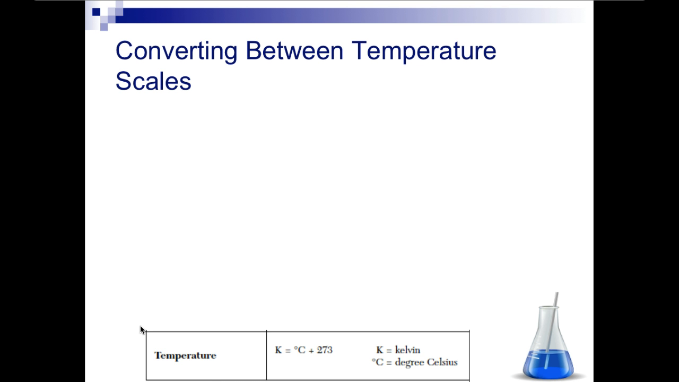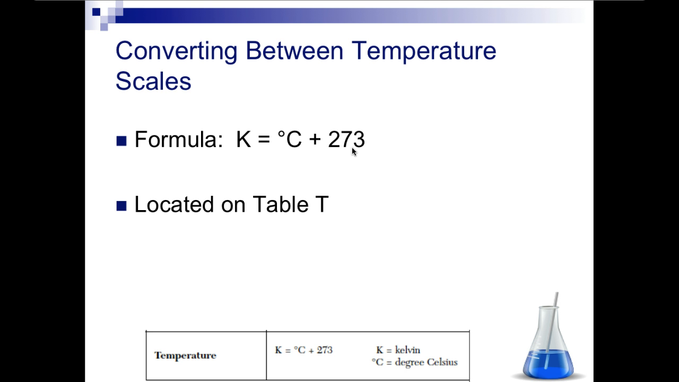So how do we convert between the temperature scales? For this class only, you're going to need to know how to convert from Celsius to Kelvin because we never measure in Fahrenheit. So the formula is Kelvin temperature is equal to whatever degrees Celsius temperature you have plus 273. Where can you find this formula? This formula is in that fabulous table T that we have in the back of our packet. Remember that table that all of our formulas are on? This is one of them. It's all the way at the bottom. Looks just like this.